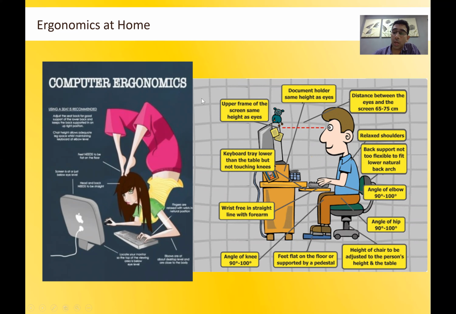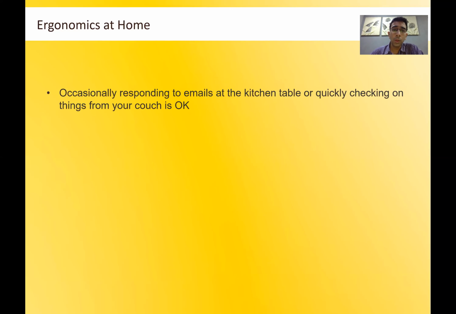Okay, so again, try to recreate this same workstation at home. That's very, very important. Get a small corner of your house and make that your workstation. And make it a strict rule that if you're doing office work from home, you're going to go sit in your small workstation at home and do it there, not on your bed, not on the sofa. So occasionally responding to emails at the kitchen table or quickly checking things from your couch is okay.